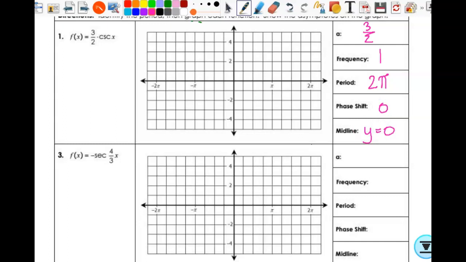All right, this is cosecant. Cosecant is the reciprocal of what? Sine. So I'm going to have a little sine parent function to follow over here. And I'm going to sketch in my midline.